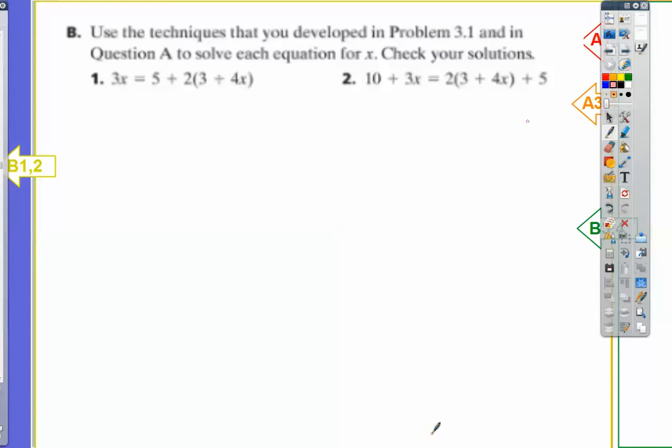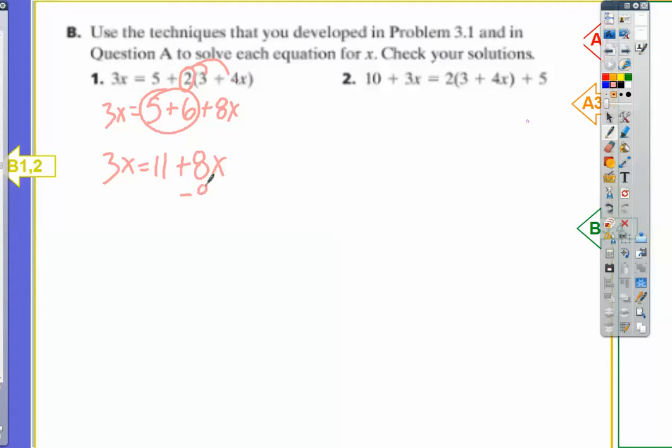Alright, so we're going to go through this problem to solve for x. Now, when you have a number outside of parentheses, it means you must distribute it through. So I'm going to rewrite the 5, I'm going to rewrite the 3x in the equals, but 2 times 3, well that's positive 6. 2 times 4x is positive 8x. So let's combine similar terms. These terms are similar, so we have 3x is equal to 11 plus 8x.